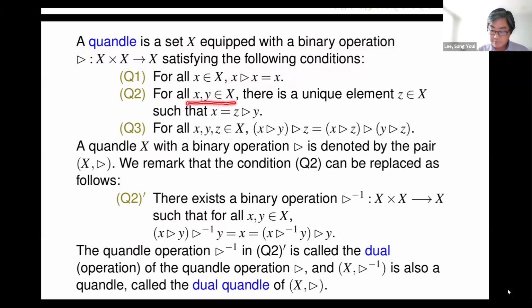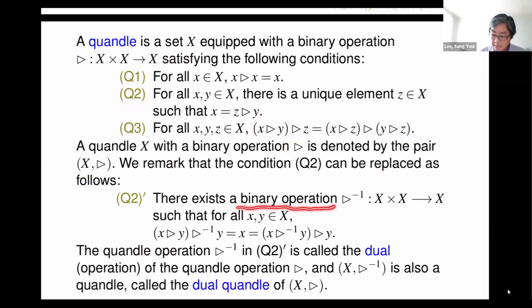for any two elements X and Y, there is a third element Z such that X equals Z triangle Y. And for any three elements X, Y, Z, this self-distributive law is satisfied. A quandle X with a binary operation triangle is usually denoted by the pair. We remark here that the condition Q2 can be replaced as follows.